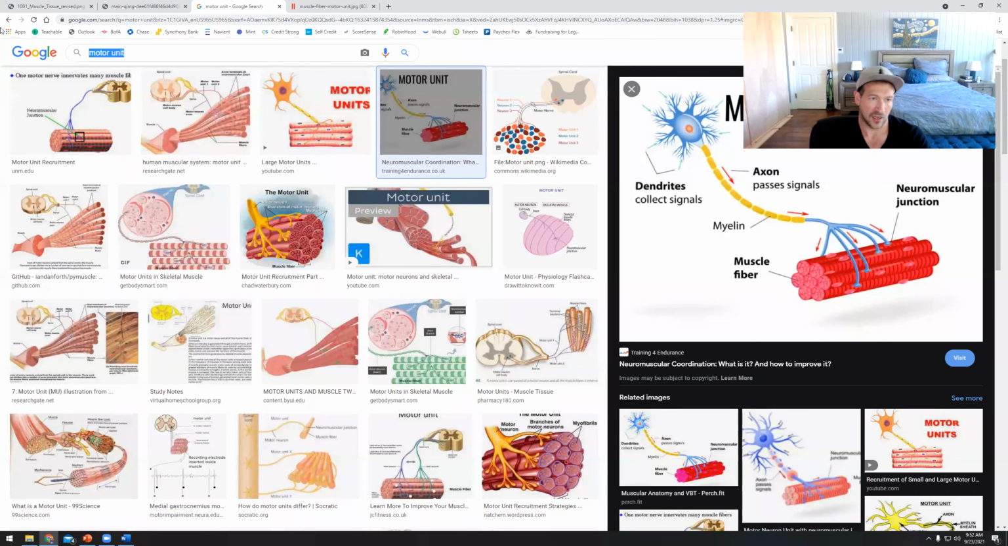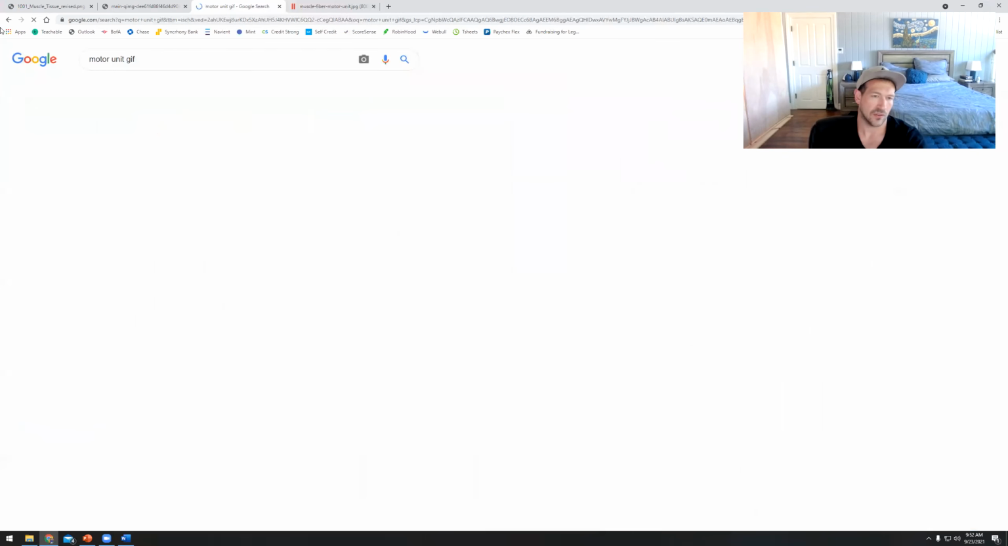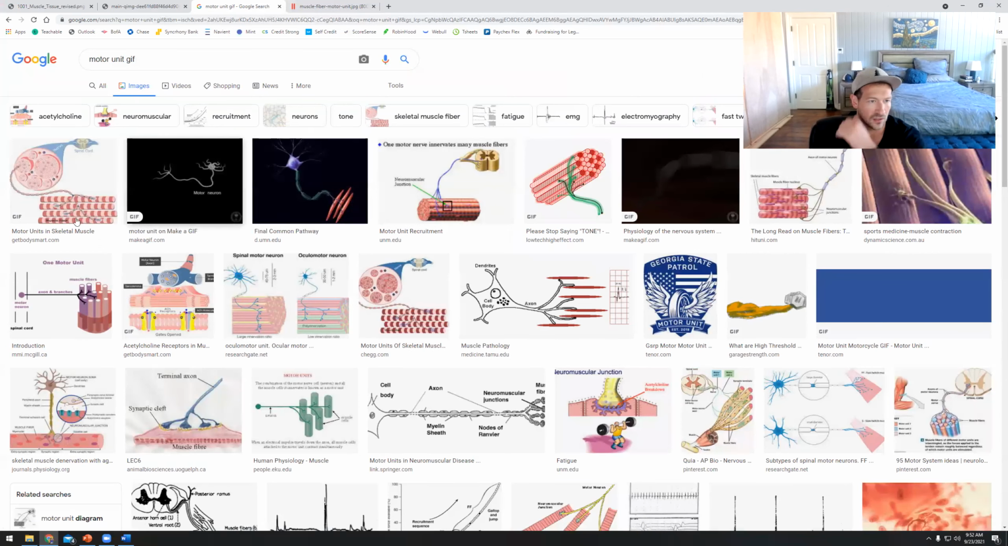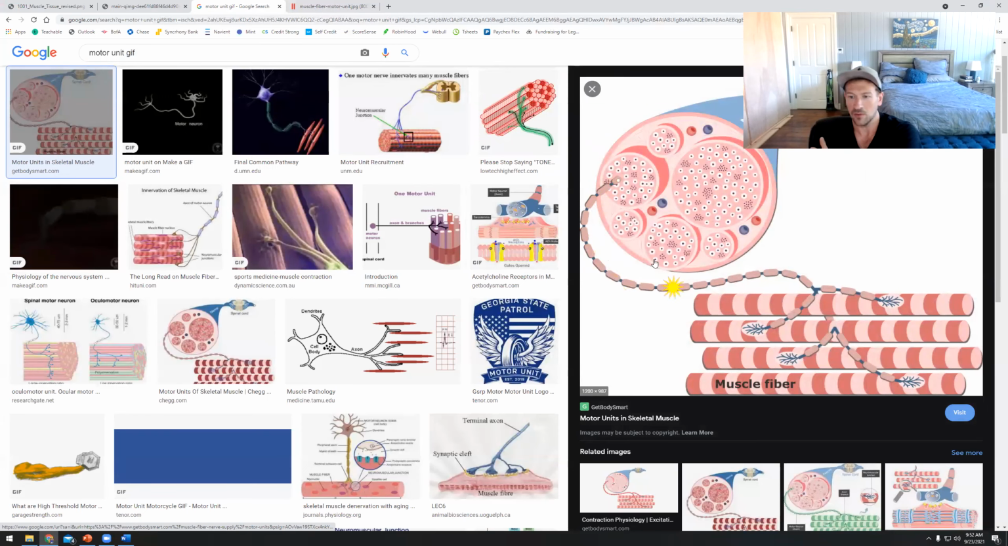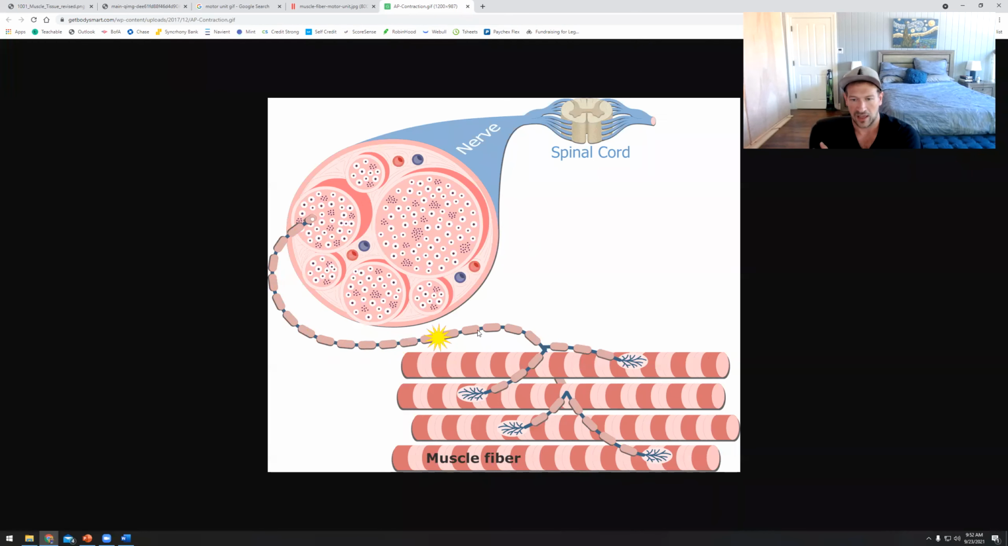Let's see here. I wonder if I can get motor unit. I don't know if I can find a GIF of this actually happening. There we go. So an electric signal will travel down and it will zap all those fibers simultaneously. And you can see a little contraction there.